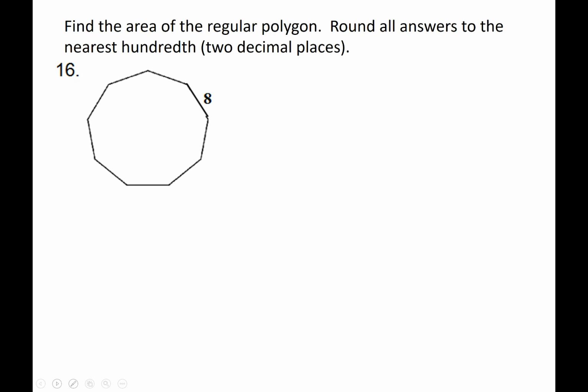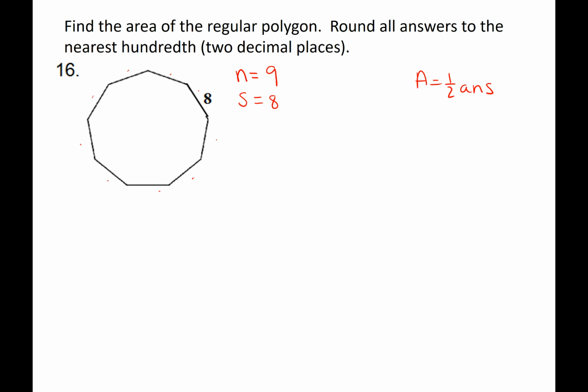On to number 16, this one, still finding the area of the regular polygon. So I'm going to, again, be using that formula, A equals 1/2 ANS. And when I look for things I know, the number of sides is, I believe, 9. I'll count it real quick: 1, 2, 3, 4, 5, 6, 7, 8, 9. 9 sides. I know the side length is 8, and at that point I'm kind of out.